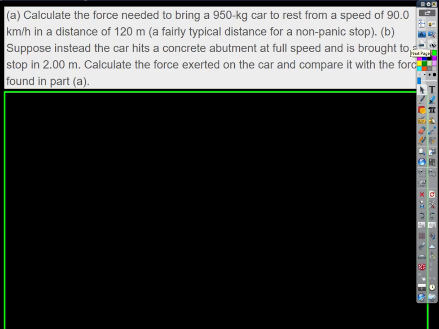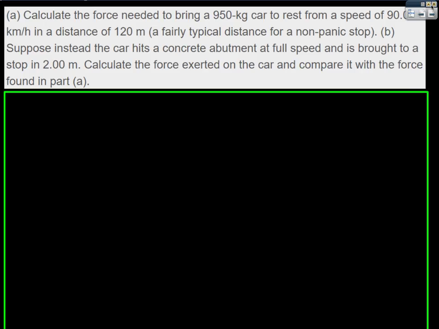Okay. Try this one. There's some good everyday physics going on here. So the force needed to bring a 950 kilogram car, that's a pretty small car, to rest from a speed of 90 kilometers per hour in a distance of 120 meters. So that's kind of a non-panic stop. Calculate the force needed using work and energy arguments. Do that real quick.